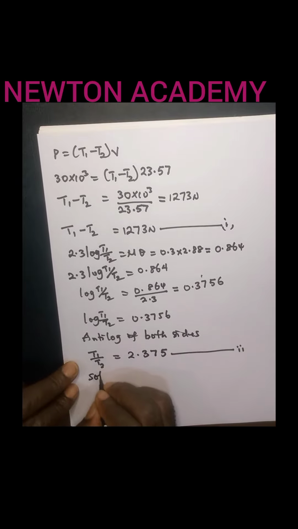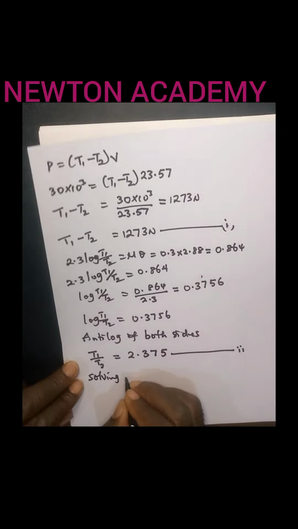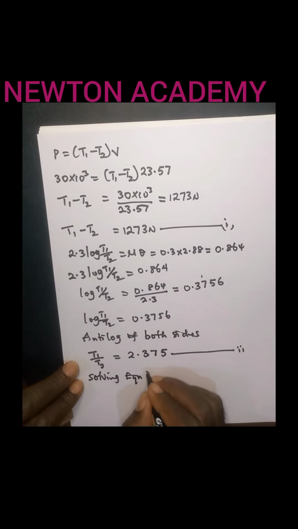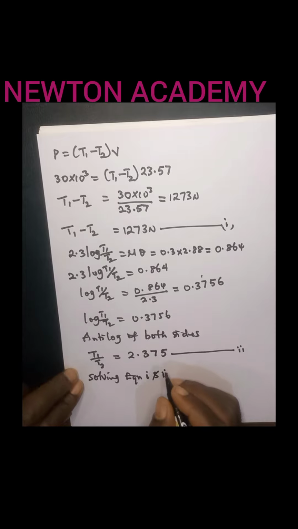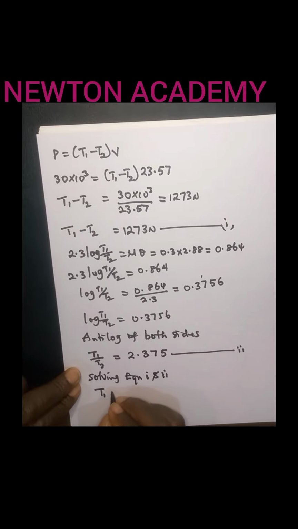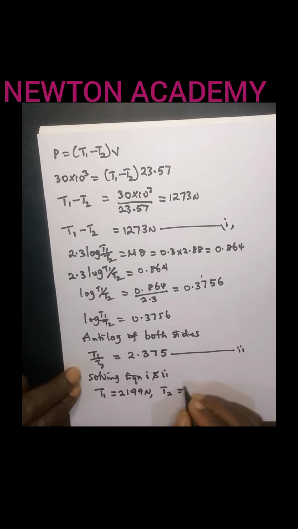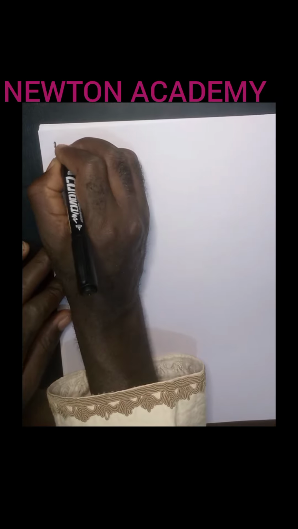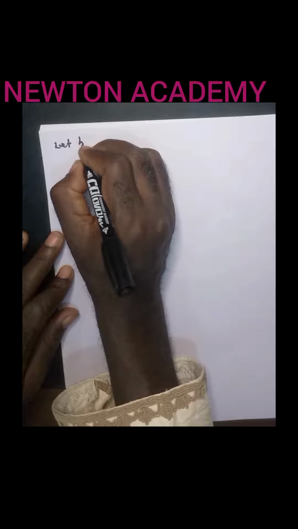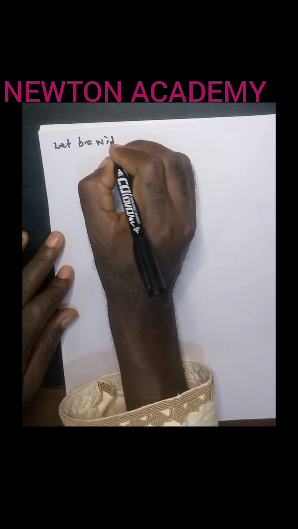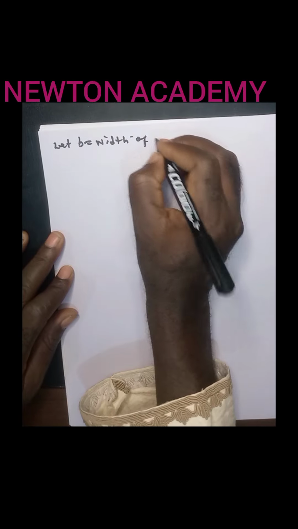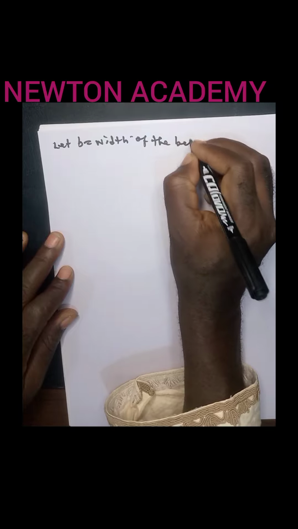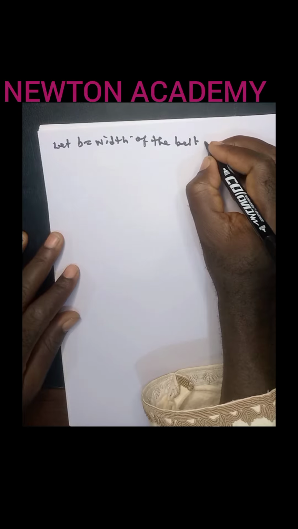Now, solving equations 1 and 2, we get our T1 to be equal to 2199 Newton, and T2 will be 926 Newton. Now let B be the width of the belt required.